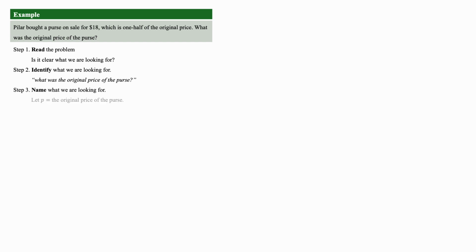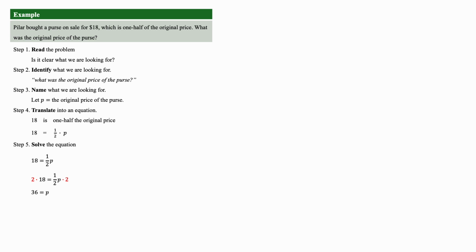And let's name what we are looking for. So we have to let P equal the original price of the purse, and we can translate this into an equation, which is, and we have to read it again, 18 is 1/2 the original price. So then we get 18 equals, because remember, is means equal, so 18 equals 1/2 times P. And then we just simply solve the equation. So we multiply both sides by 2 to get P by itself, and P is 36.